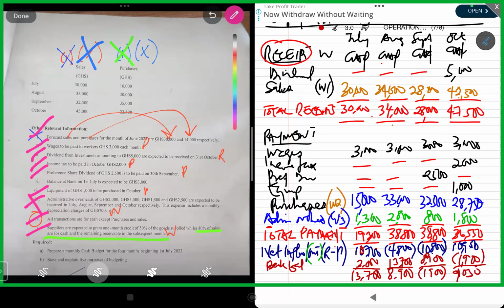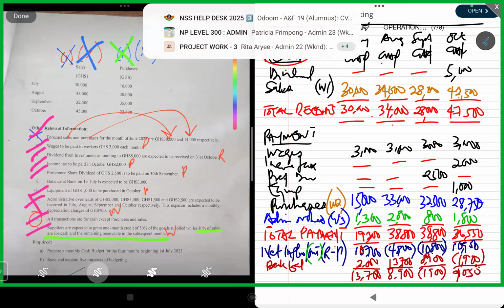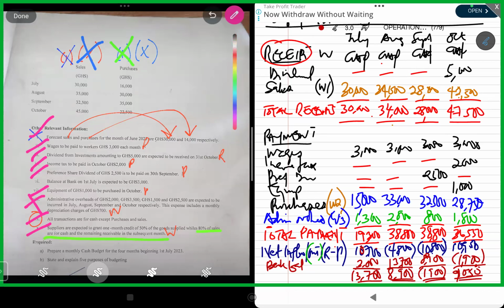13. Are we double underlining each of them? Okay, you double underline. Then you say that balance brought down.